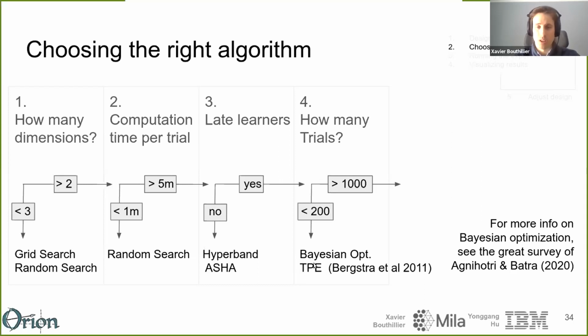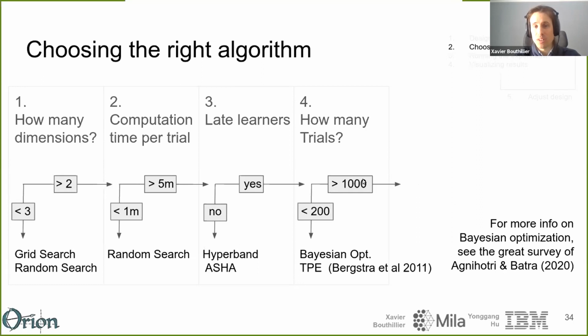I won't describe here the details of these algorithms. I'll just say that they're adaptive methods that more and more look into the most efficient regions while still exploring a bit around them. So I'll limit to this. If you want to know more about Bayesian optimization, I invite you to look at the great survey of Agnihotri and Batra. There's the full reference at the end of the slides if you want to look at it. It's a great survey.